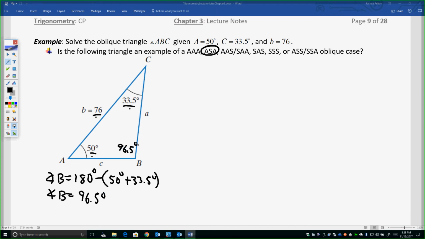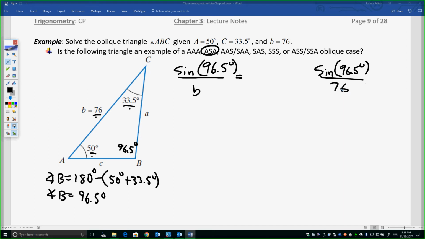Okay. So the only ratio we know here is the B ratio of side to angle. So that's the sine of 96.5 degrees over 76. I don't know why I wrote B, it's actually 76. We can compare that twice, so we'll write that again over here. Okay, so that is our only known ratio. Now we'll do our unknown ratios.